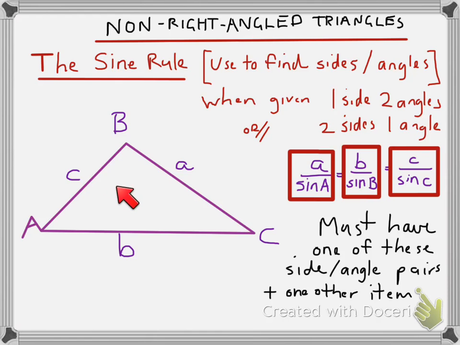Now to use the sine rule, we need one of those pairs plus one other item. So we either need to know side A and the angle that faces it, or side B and the angle that faces it, or side C and the angle that faces it. So if we've got one of those pairs, we can use the sine rule. Let's look at that in an example.